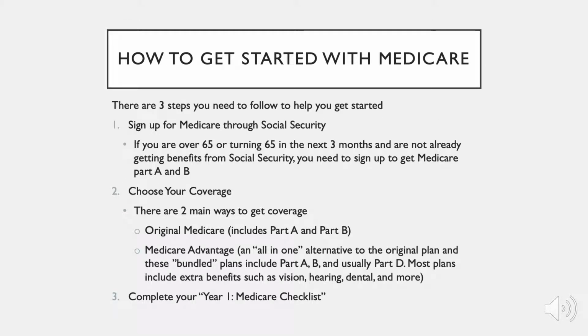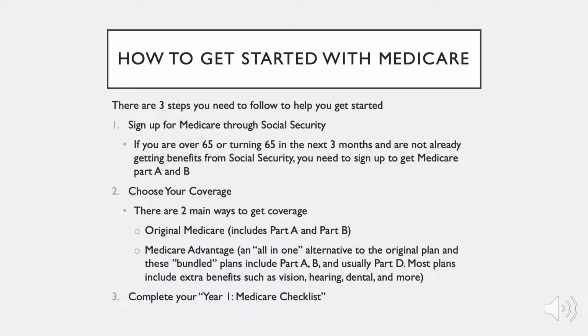So, how to get started with Medicare? There are 3 steps you need to follow to help you get started. Just break it down and make it a little more simple. The first step is sign up for Medicare through Social Security. If you're over the age of 65 or turning 65 in the next 3 months and you're not already getting benefits from Social Security, you need to sign up to get Medicare Part A and B.